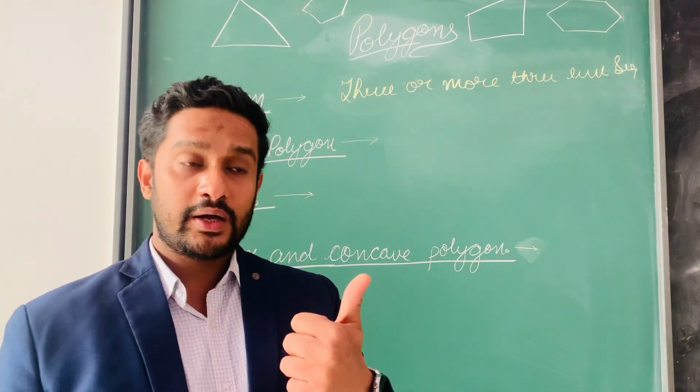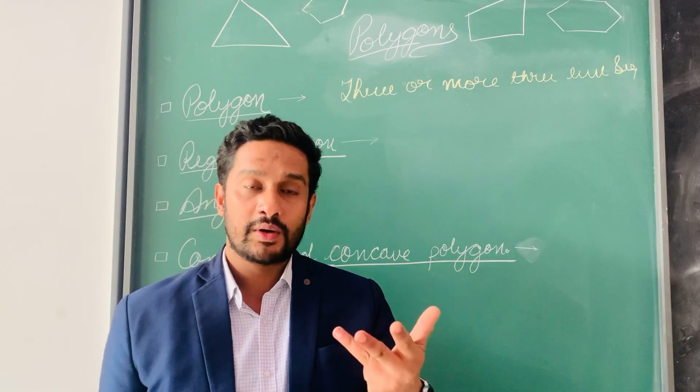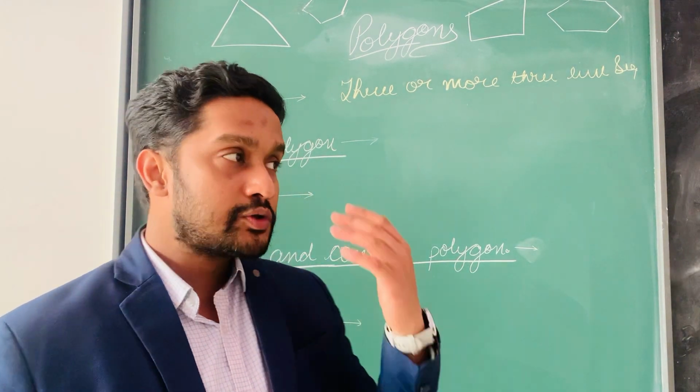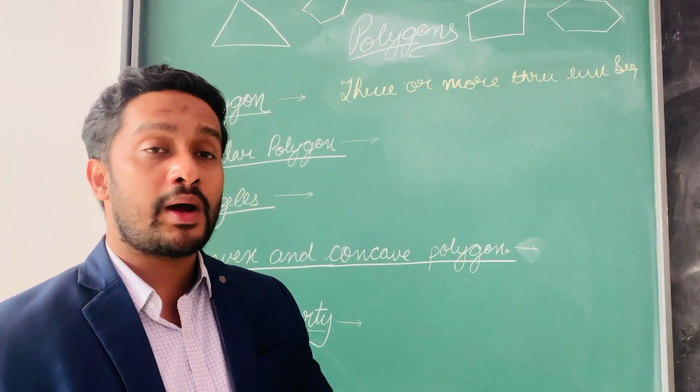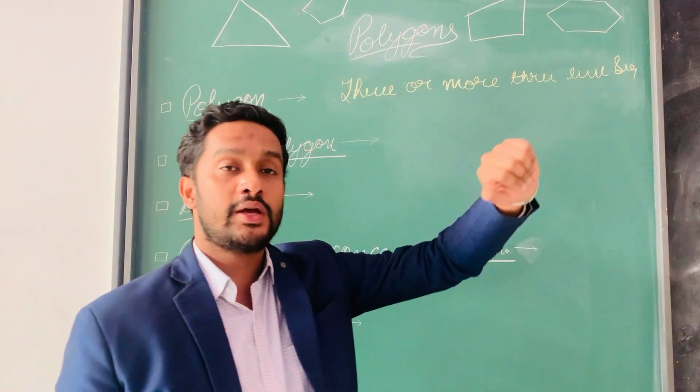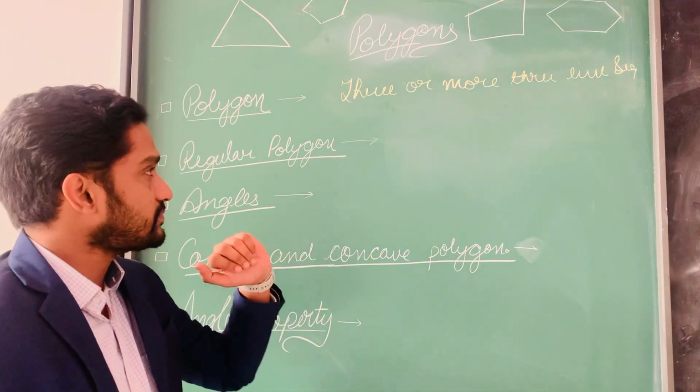Quadrilaterals like square, rectangle, parallelogram and rhombus. You know, in all these 4 figures they have 4 sides. So any closed plane figure which is bounded by at least 3 line segments, or more than 3 line segments, is known as a polygon.